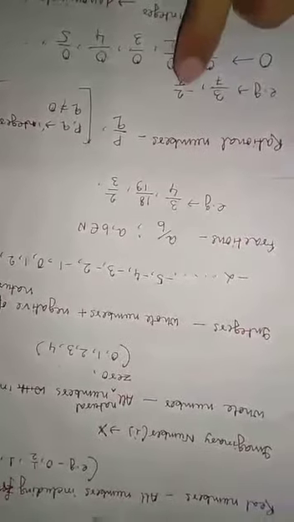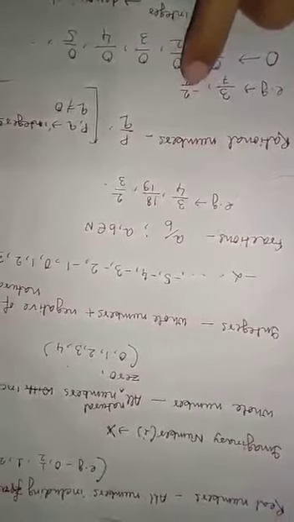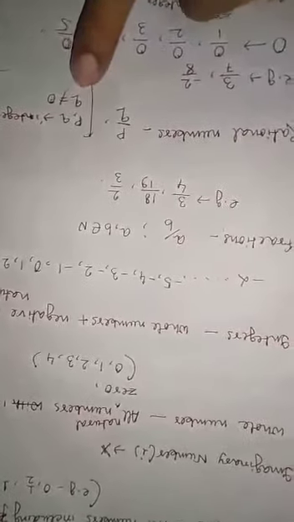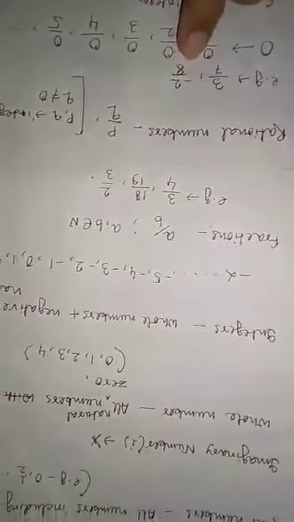and -2 by 8, this is also a rational number because here p is equal to -2, it is also a negative integer, and q equals 8, it is also an integer, and it also satisfies the condition of q not equal to 0. So we can say that -2 by 8 is also a rational number. Clear?